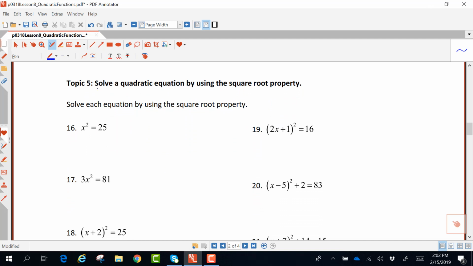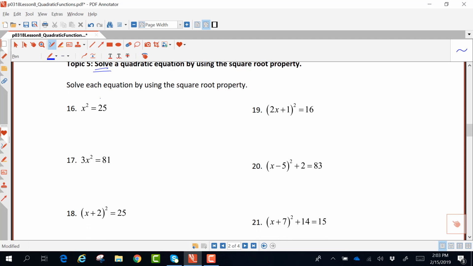Now it asks me to solve a quadratic equation by using the square root property. Look at number 16. It says x squared equals 25. The square root property tells me I can take the square root of each side, remembering to put the plus minus in front of the square root, to solve for x. Now I have two answers. One is that x is positive 5, and the other is an x value of negative 5.